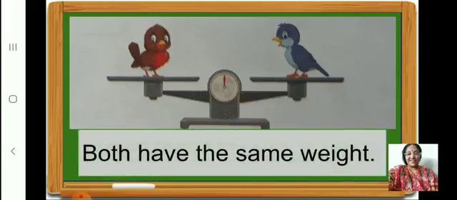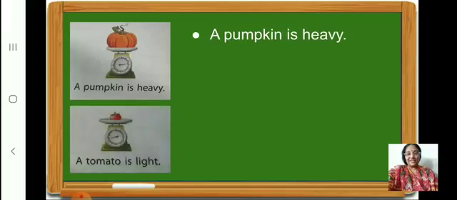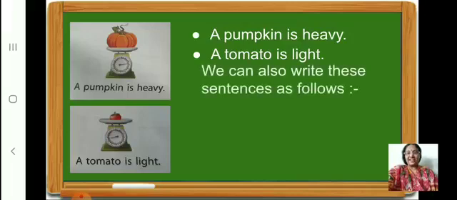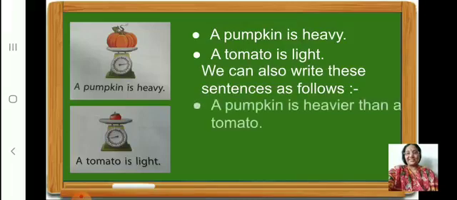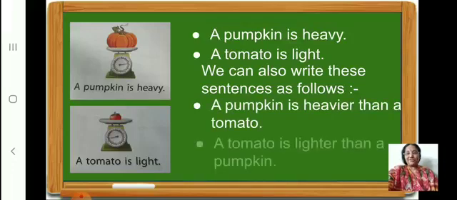Both have the same weight. Children, a pumpkin is heavy. A tomato is light. We can also say or write this sentence as follows. A pumpkin is heavier than a tomato. A tomato is lighter than a pumpkin.